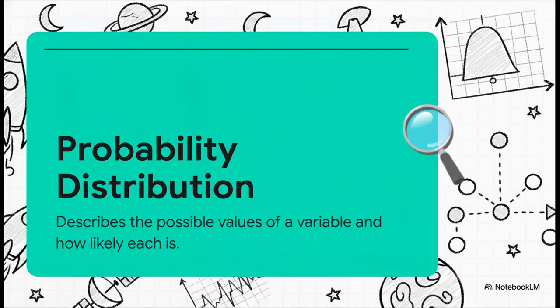And our baseline tool for answering that is a probability distribution. You can think of it as a predictive map of potential futures, all based on the data you've gathered. Basically, it just describes the possible values of a variable and tells you exactly how likely each of those specific values is to actually happen.